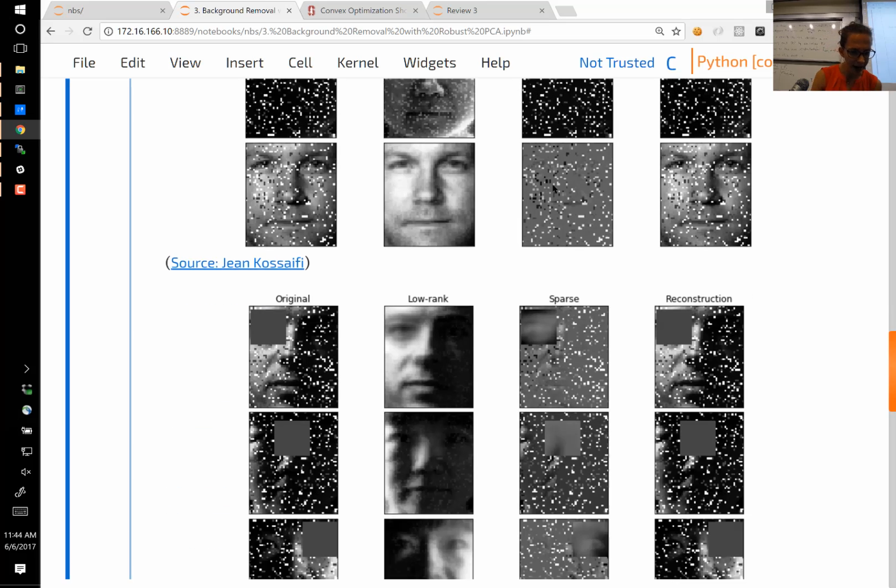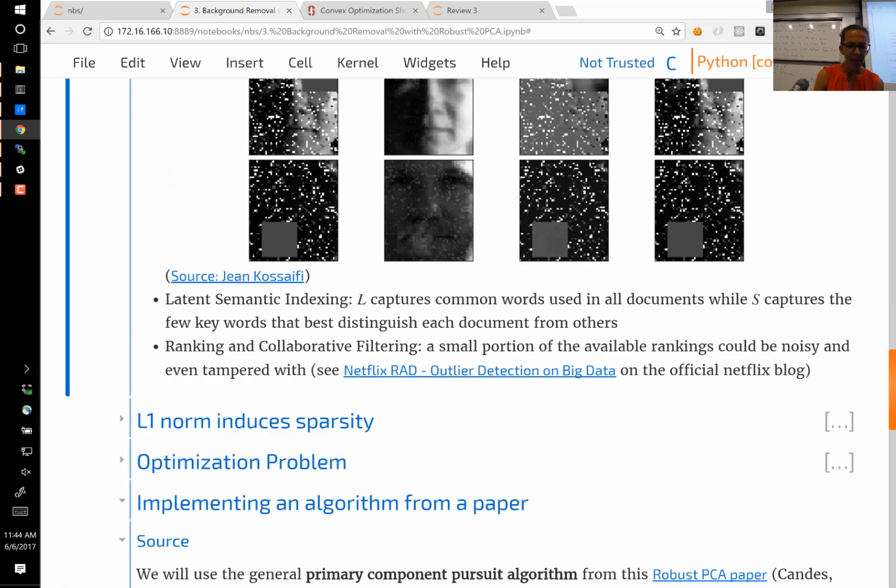And then I also wanted to highlight again, I think I have it on here, with topic modeling, we could have used robust PCA. So we just used SVD or NMF on topic modeling in the first week. But here, the low rank part could be common words that are in all documents. And then the sparse part could be a few keywords from each document that kind of make that document different from the others.